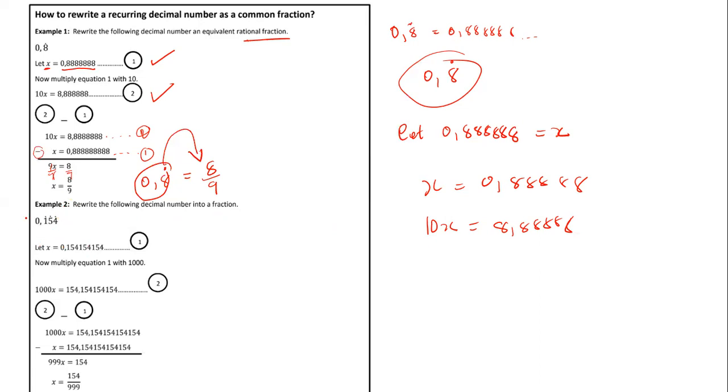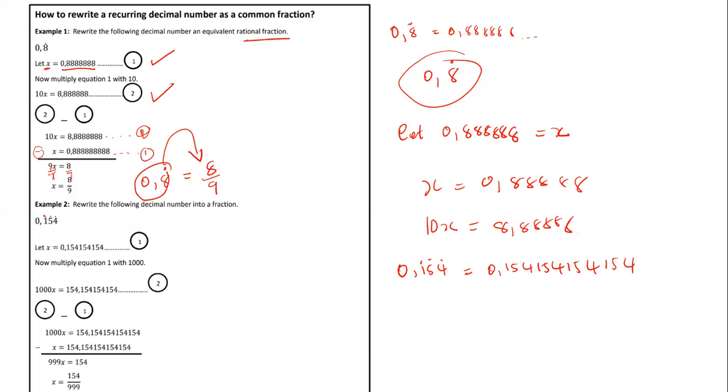You are given this decimal number once more. Our decimal number is also recurring because we can see we have dots on top of our numbers. So we have something that looks like this: 0,154. We have a dot there, a dot there, a dot there. So what do those dots mean? It means we have something like this: 0,154, 154, 154, 154, and so forth. These dots simply mean that this number is recurring.